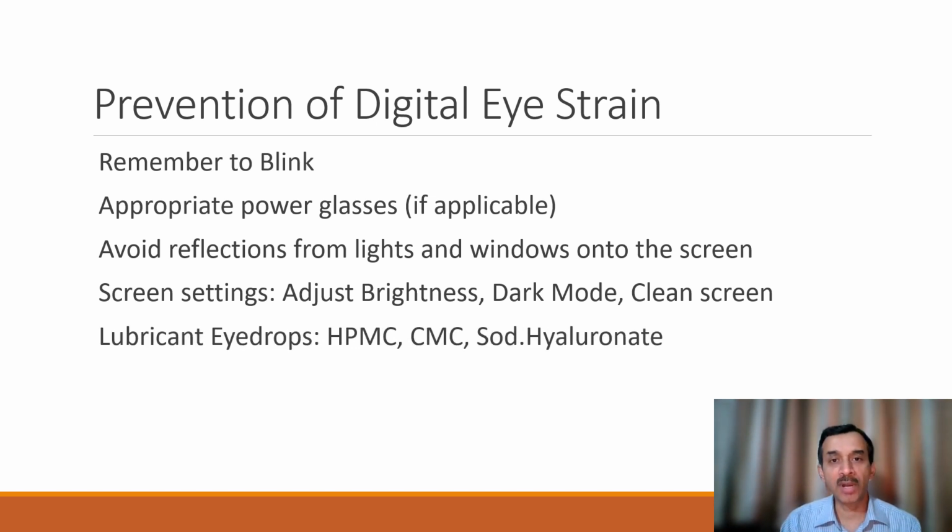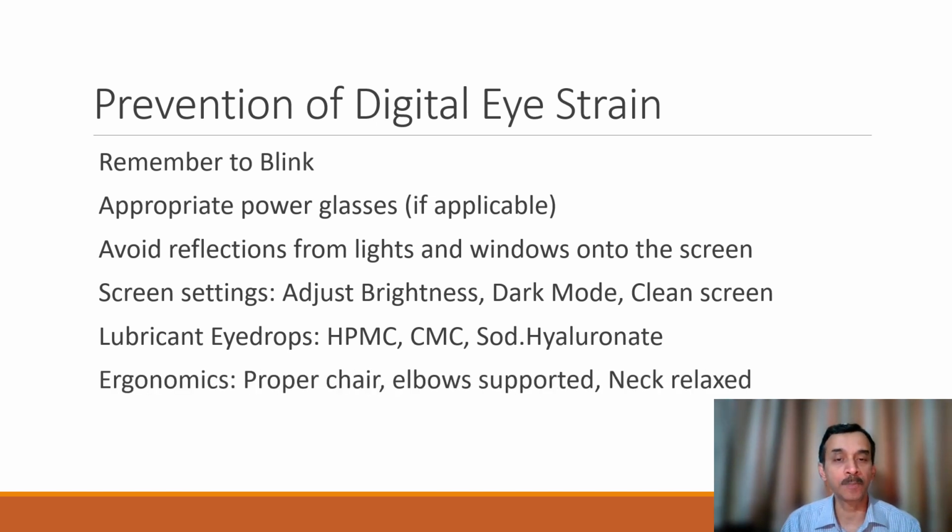For prevention of dry eyes or for treatment of dry eyes, some of the most common lubricant eye drops which we prescribe as ophthalmologists are HPMC or hydroxypropyl methyl cellulose drops, carboxymethyl cellulose drops, or sodium hyaluronate drops. You can use these drops on a SOS basis, as required basis, and these can be used even up to 3 to 4 times a day in people with more symptoms of dry eye or eye strain.